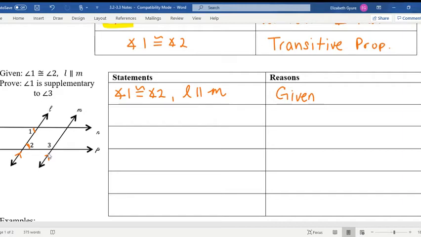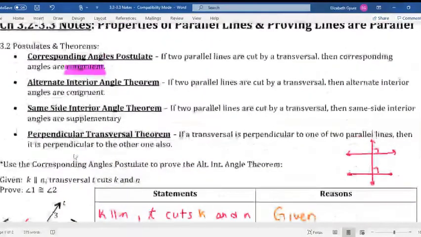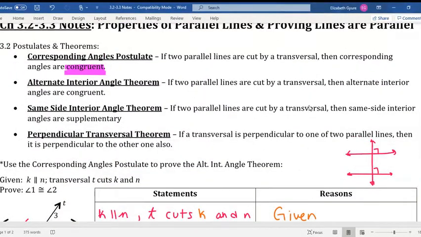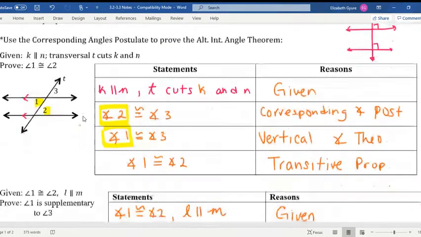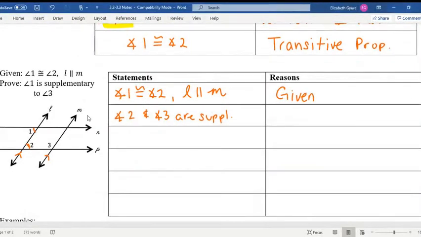So we are going to introduce angle 3 into our proof by saying that angles 2 and 3 are supplementary because they're what kind of angles? Ashley? Same side interior angle. So we are going to go ahead and say that angle 2 and angle 3 are supplementary. And we can say that, you go up to your theorems up above, if two parallel lines are cut by a transversal, then same side interior angles are supplementary. That is our same side interior angle theorem.